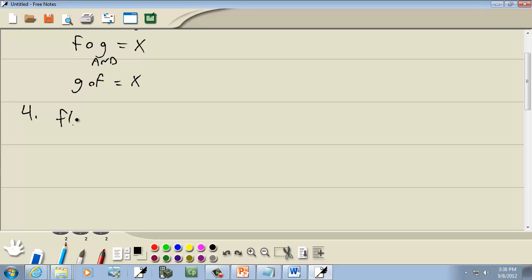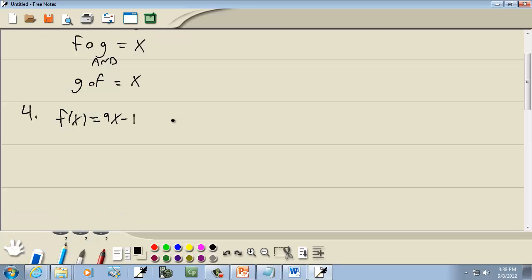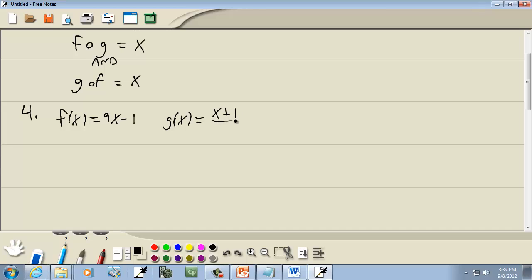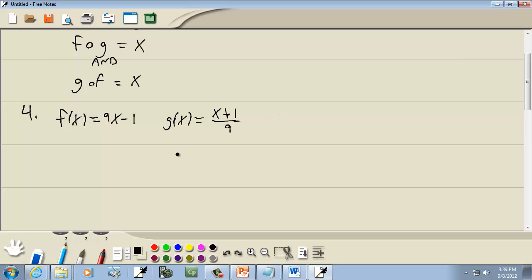So let's look at a couple problems to help us determine if they're inverses. So here I got f of x is equal to 9x minus 1, and g of x is equal to x plus 1 over 9. And instructions say find f of g of x. They've already put that in function notation for you. And g of f of x. And determine whether each pair of functions f and g are inverses of each other.